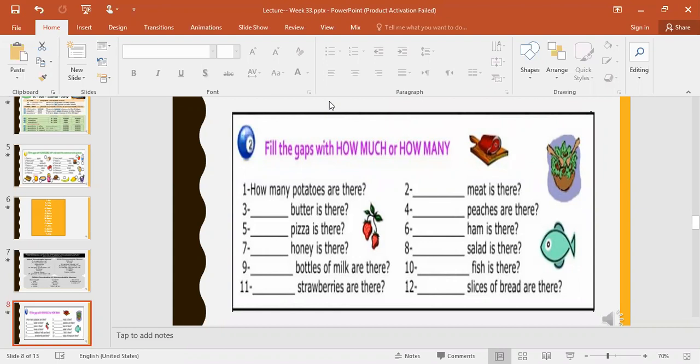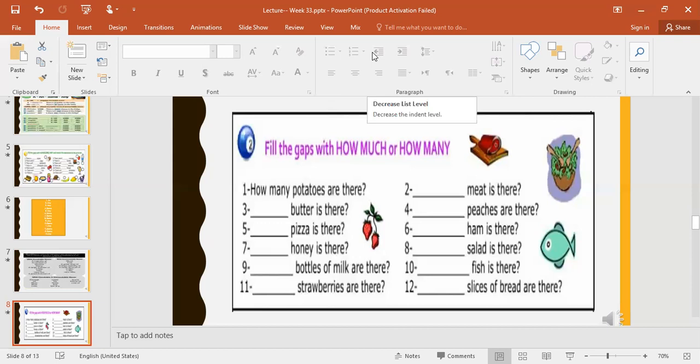Miss, it's like how much or how many? Okay, but what is the difference? Both of them are asking about a quantity, but what is the difference? Yes, Karim. How much is used for the uncountable and how many is used for the countable. Excellent. How do you know? If there is an S in the word, that means we should use how many. And if there isn't, no need for it.